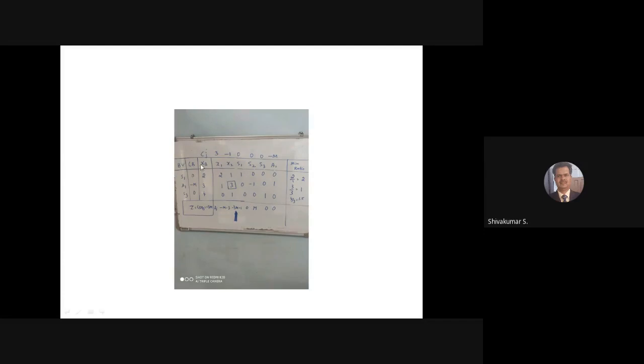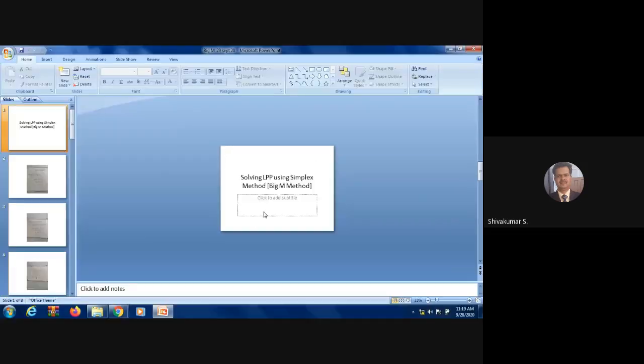Basic variable CB, XB, X1, X2, S1, S2, S3, and A1. Correspondingly, you're going to get a minus M here. But here also you're going to get minus M. Okay, but it's a little difficult problem. It's not so easy like the previous one because you're going to get M also here. Don't have to worry. Do it once again systematically.